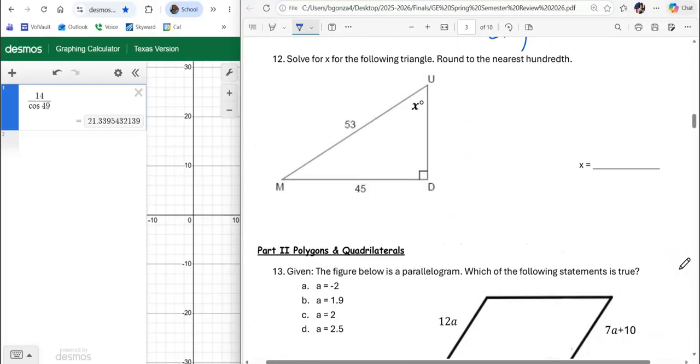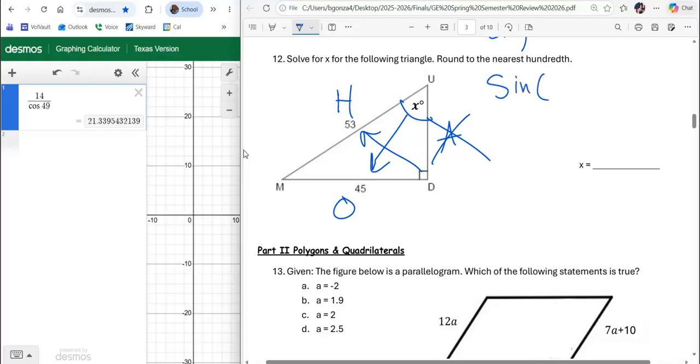Cool. Number 12. Once again, we're going to label OHA, but I want you to notice the X is now an angle, not a side. So when I label OHA, cross out the one I don't need. OH is sine, but the angle is missing. So sine X equals O over H, 45 over 53.